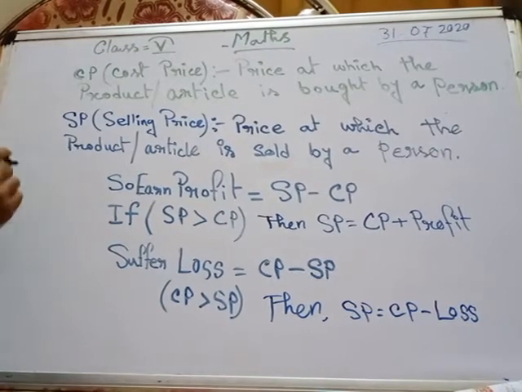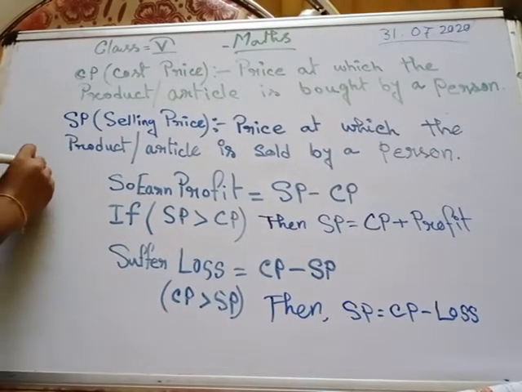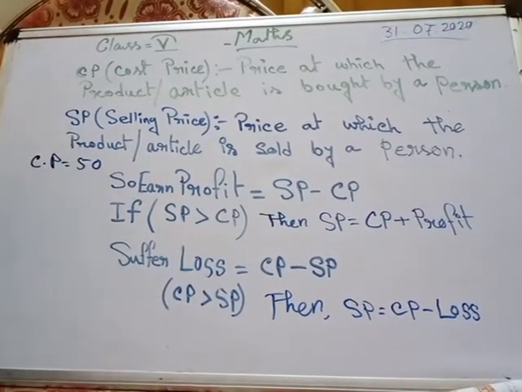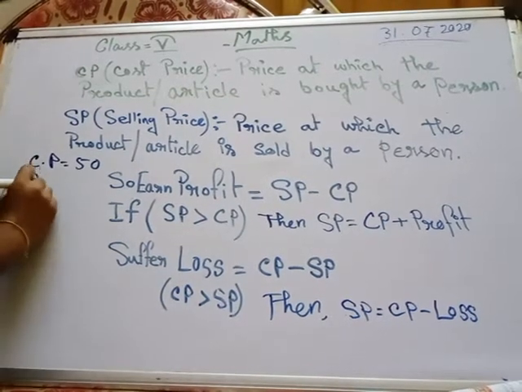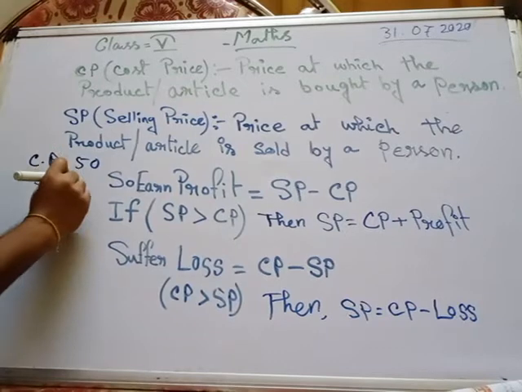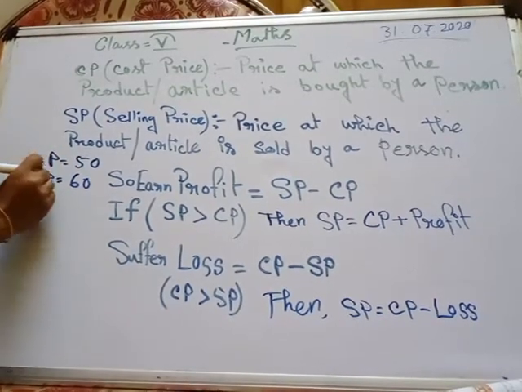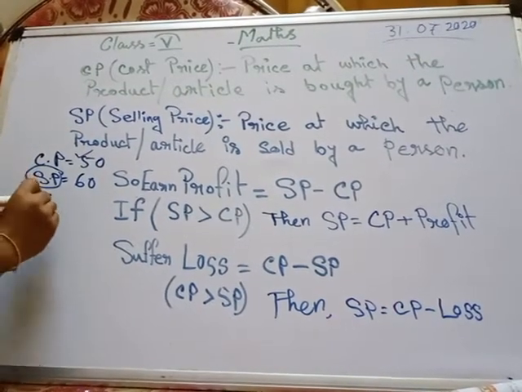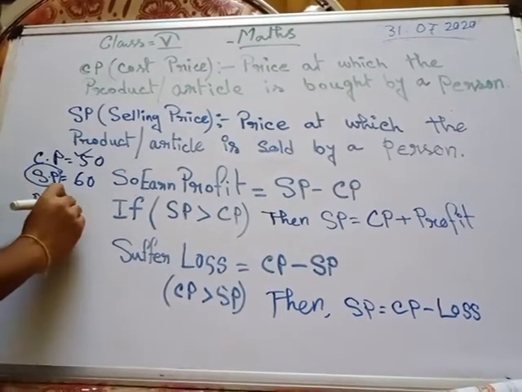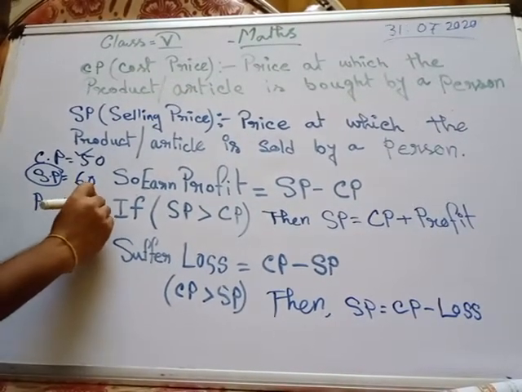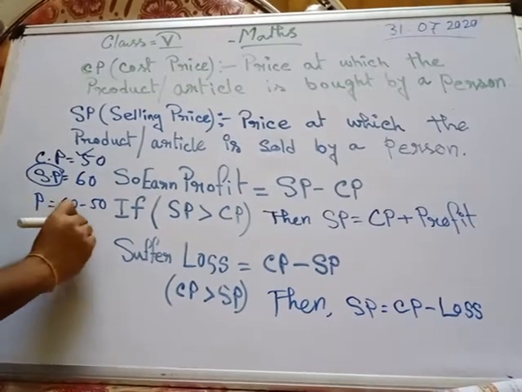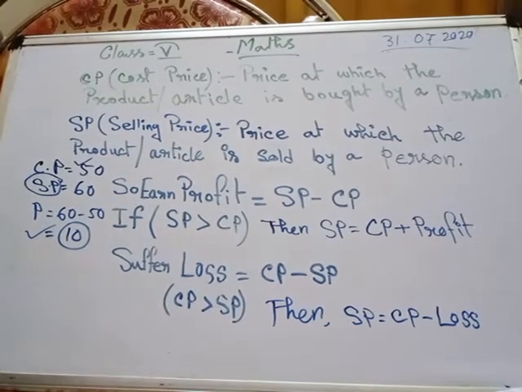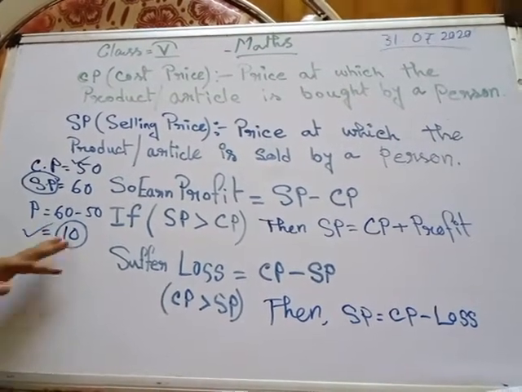Suppose you buy one article for 50 rupees and you sell it for 60 rupees. That means the selling price is greater than the cost price. So the profit is the selling price minus the cost price. It will be 10. That means you profit by 10 rupees.